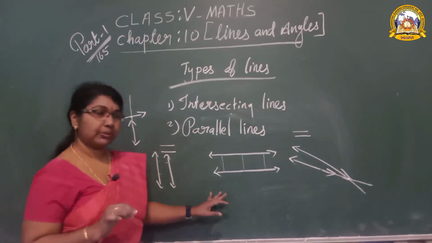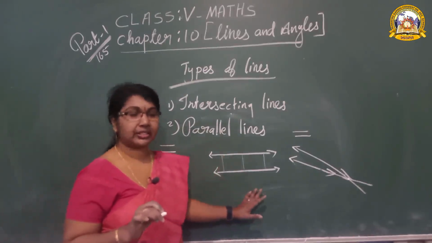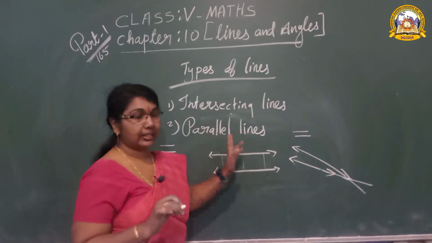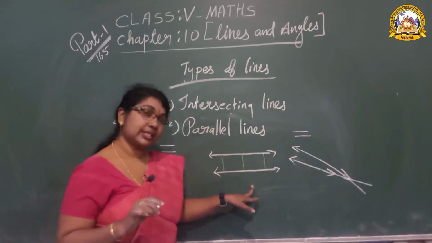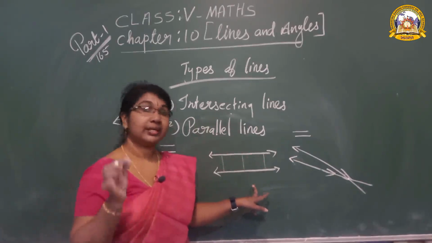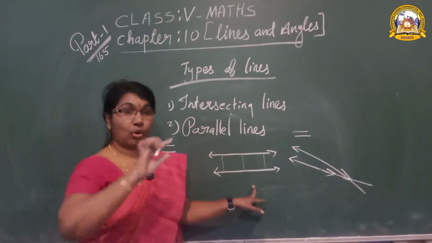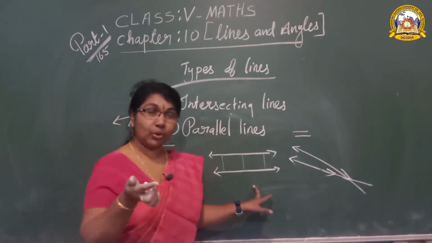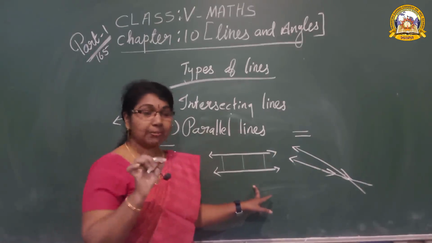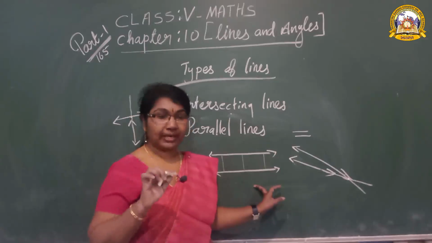Once more, what do you mean by parallel? Two lines never cross each other, in a plane, and they have equal distance between them. Such lines are called parallel lines. Say some examples of parallel lines. Opposite sides of your table, opposite sides of your copies, the equal symbol, or a railway track. These are examples of parallel lines.